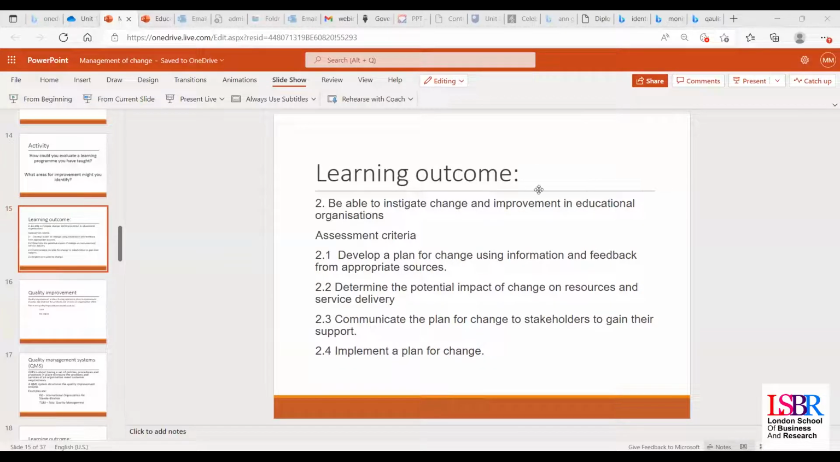Okay, so then we move on to the next learning outcome, which is to be able to instigate change and improvement in educational organizations. And the criteria that you'll be assessed on for this is to be able to develop a plan for change using information and feedback from appropriate sources, determine the potential impact of change on resources and service delivery, communicate the plan for change to stakeholders to gain their support, and finally, implement a plan for change.